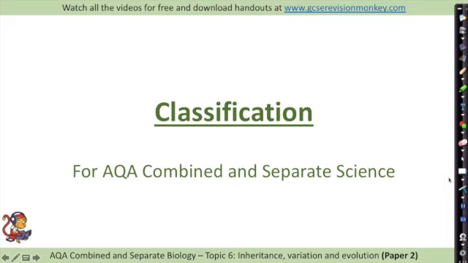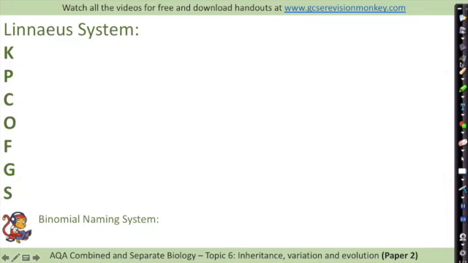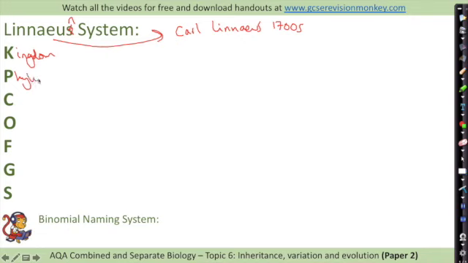Classification then is the next thing that we're going to talk about. The first system is actually called the Linnean System. It was, however, developed by someone called Carl Linnaeus in the 1700s, and it is a system that helps us classify and sort all of the living organisms on the earth. And it starts off with kingdom, phylum, class, order, family, genus, and species.